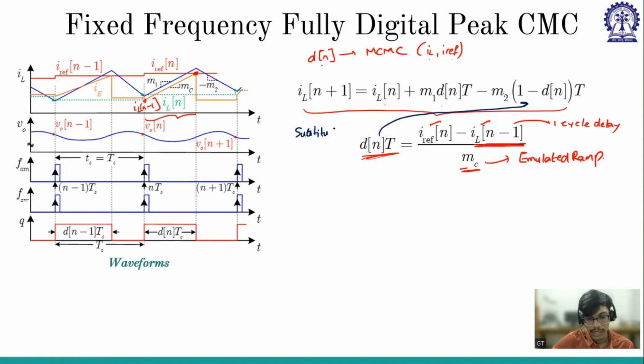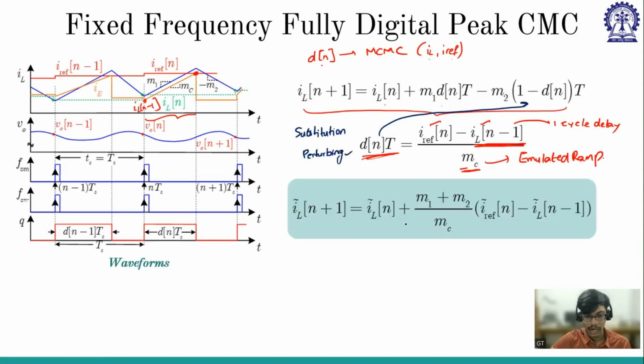We are substituting d of n in that, and then perturbing it. Then I will get this expression. MC is the new term, and IL of n minus 1 is again a new term that is coming. Because of this 1 cycle delay, there will be some constraints or stability issues with the fully digital compared to mixed signal. So let me take this value as A.